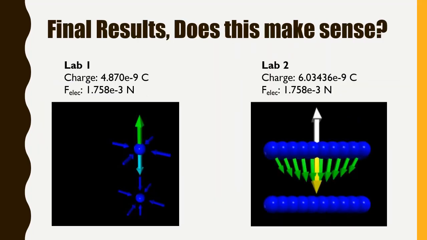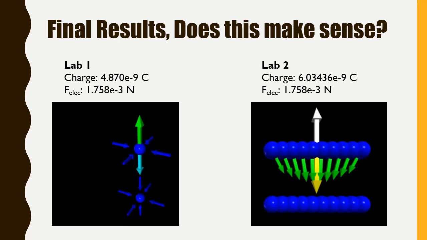So, does this make sense? We found in Lab 1 that the charge of the tape was about 4.8e-9 coulombs. In Lab 2, we found that this number was in fact wrong, and that the charge is actually closer to 6e-9 coulombs. But we see that the force of the electric field was the same in both labs. So how does this make sense?